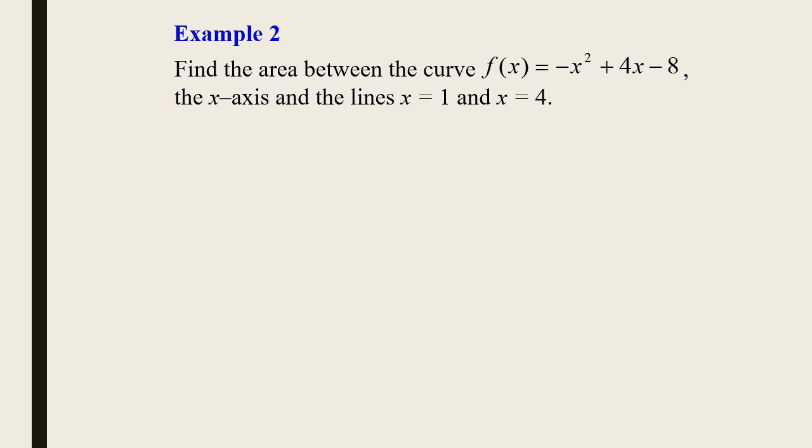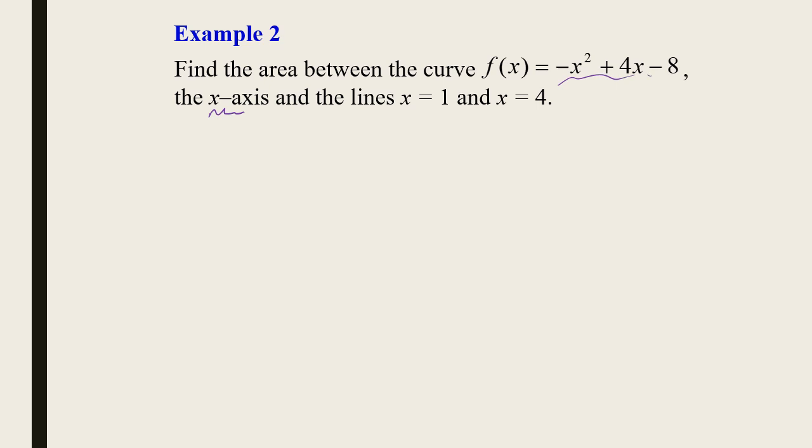Example 2. Find the area between the curve f(x) equal to negative x squared plus 4x minus 8, the x-axis, and the lines x equal to 1, x equal to 4. So we have all the information given. We need to integrate with respect to x. But now, do you know how to sketch the graph?